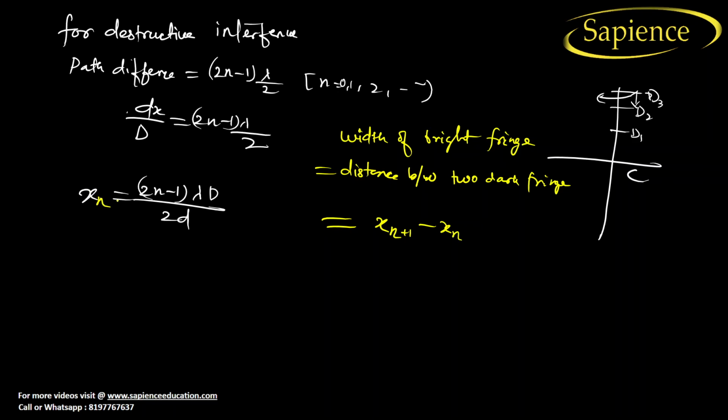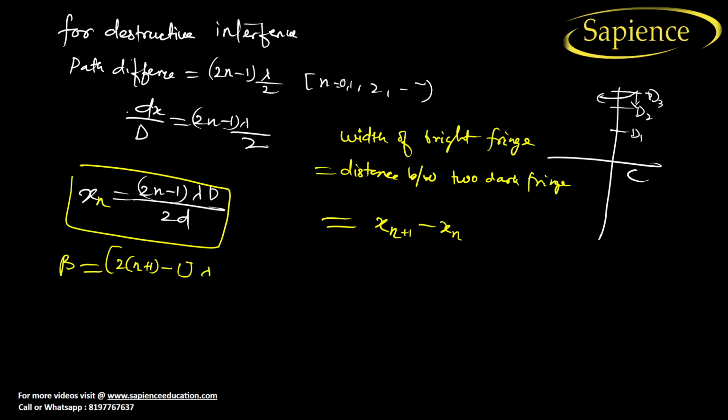So xn is equal to this, we have already done. So can we write the fringe width beta is equal to (2(n+1) minus 1) into lambda D by 2d minus (2n minus 1) into lambda D by 2d. When we solve this, what will we get? We will get D lambda by d.